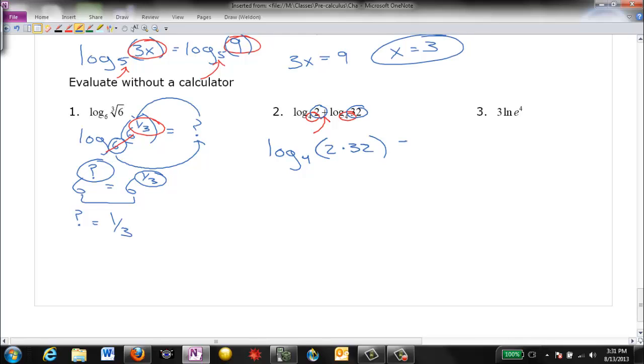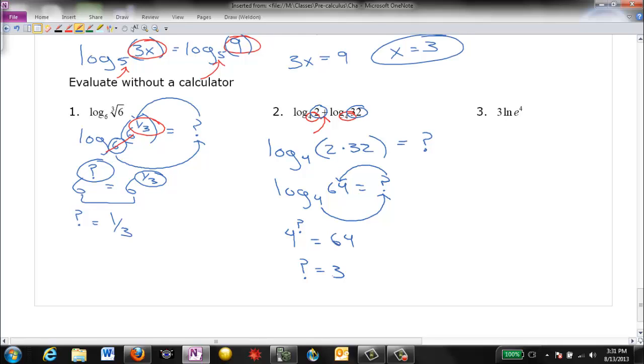And this is obviously going to be equal to some number. We're not sure what it is yet. I can multiply that 2 and 32, so log base 4 of 64 equals question mark, and then use exponential form to finish this off. So 4 raised to some number equals 64, and that's going to be 3. We have to raise 4 to the 3rd power to get 64.